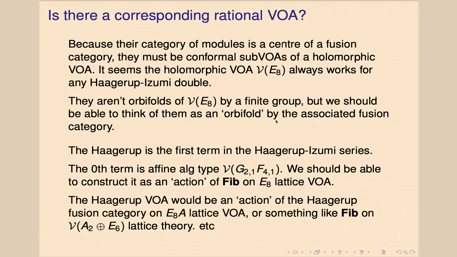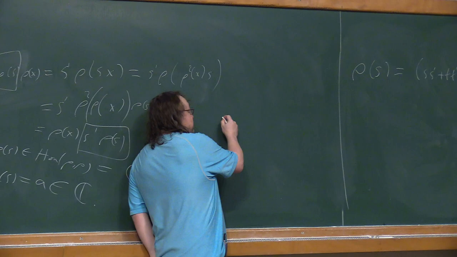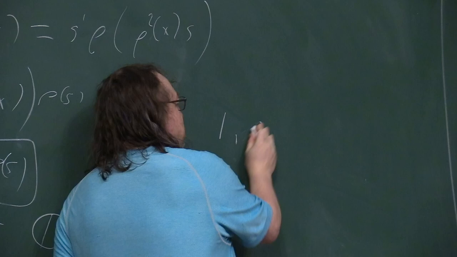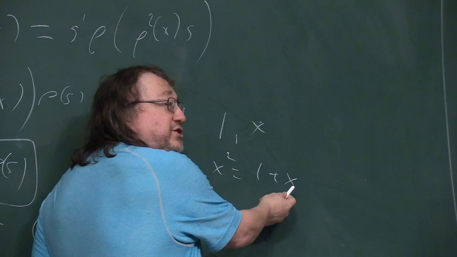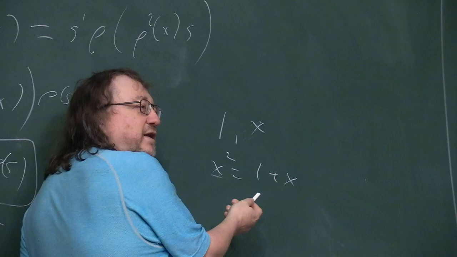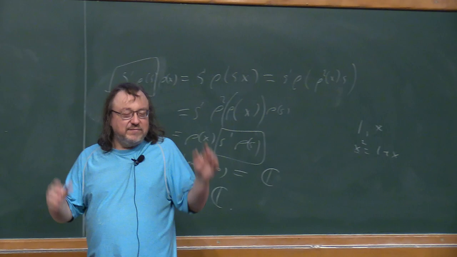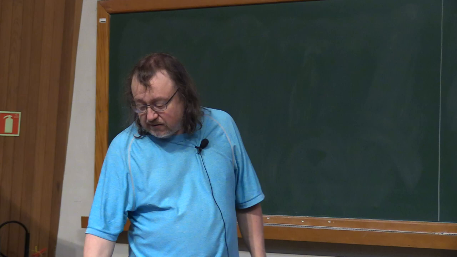What is Fib? Fib is the category that I've just written down. It's this fusion category with objects one and x, where x squared equals one plus x. If you look at its dimension, it's the golden mean, which sounds like Fibonacci numbers. So someone came up with the obscure way to call this the Fibonacci category. But that's just what it is. It's some realization of those fusion rules on your category.